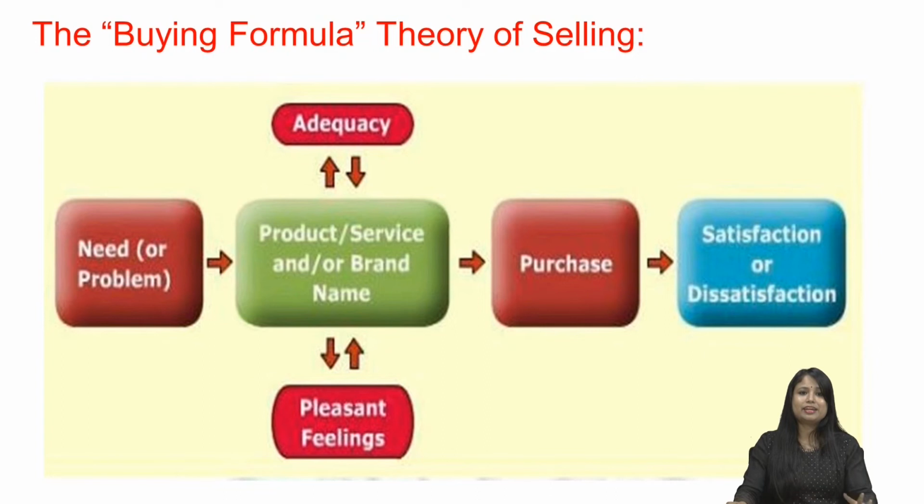So, this is the buying formula theory. We will come to know the phases of selling. The first thing is need or problem. The second one is product, service and brand name. The third one is purchase, obviously. The last one, which is very important when it comes to sales, is satisfaction or dissatisfaction. Once your customer gets satisfied, the customer will come to you again.